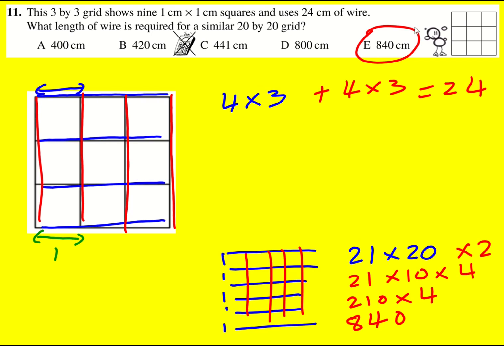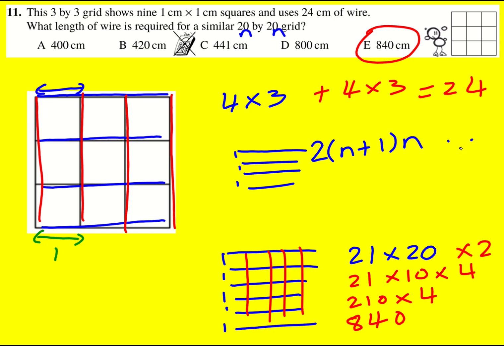You might even want to think, how could you generalize to any n by n grid? It's quite an interesting question. And then it's going to be very, very similar, but this time this length is going to be n, but I'm going to get n plus 1 horizontal lines, each of length n. Then I'm going to get exactly the same in the vertical direction. So that's going to be my answer. Nice, nice problem.